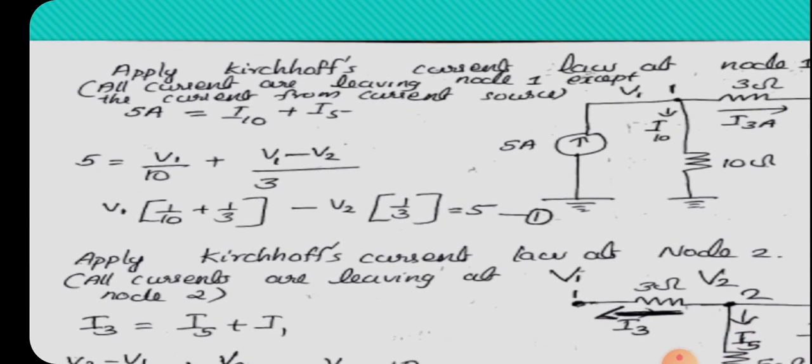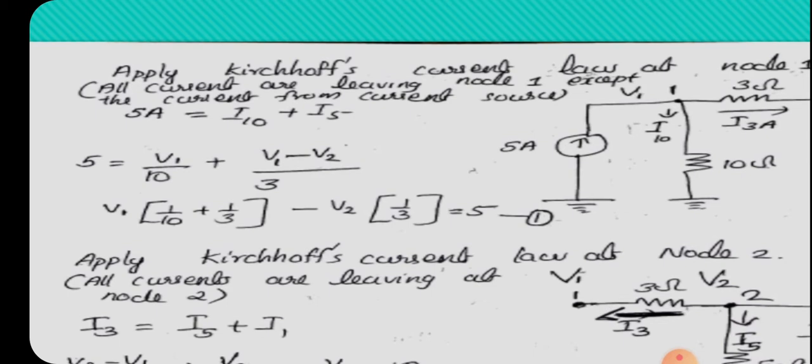Okay. Why does V1 minus V2 come? Because 3 ohm is connected between two nodes, 1 and 2. So we have to consider the two node voltages. So we will take the differential node voltage, V1 minus V2.